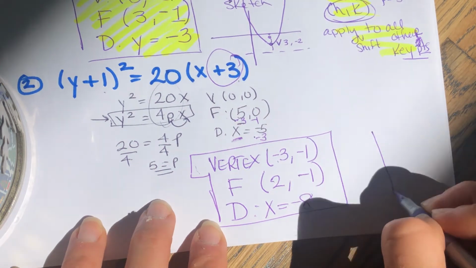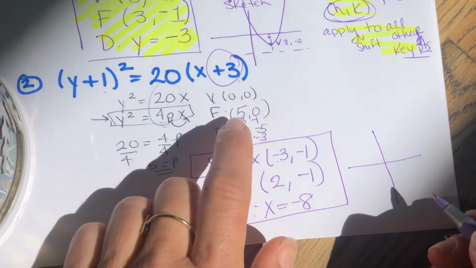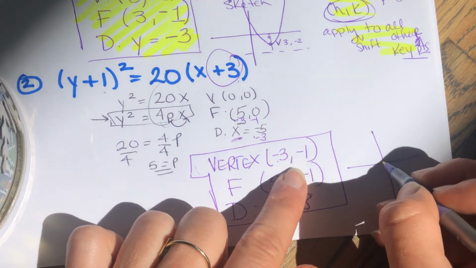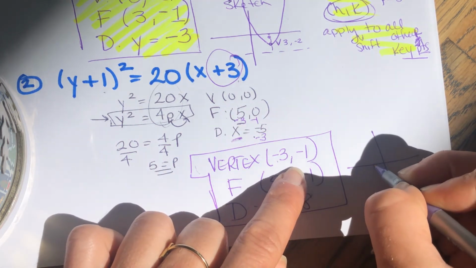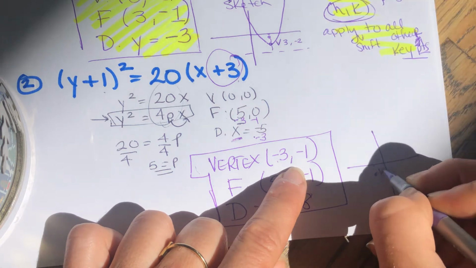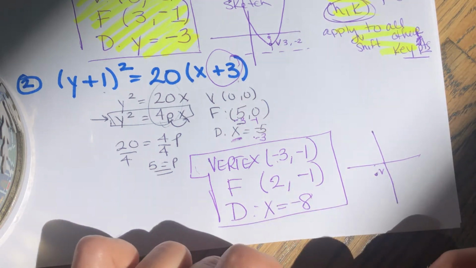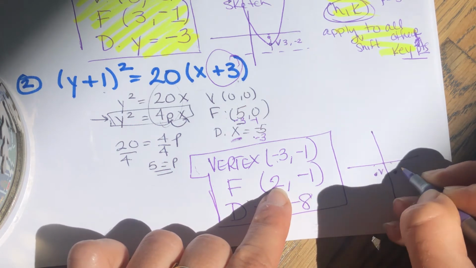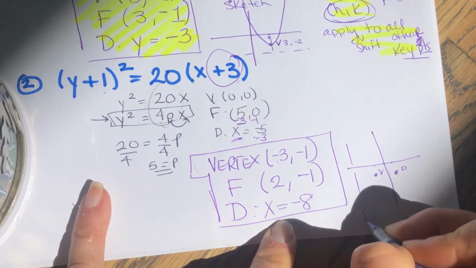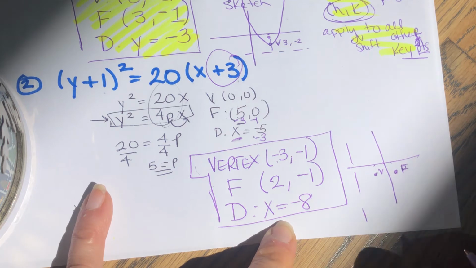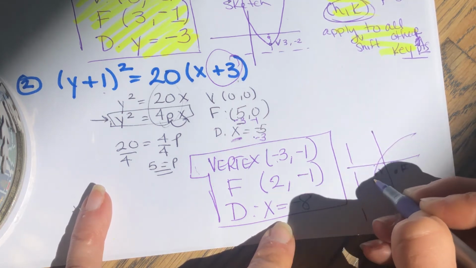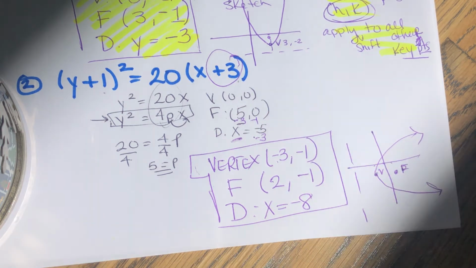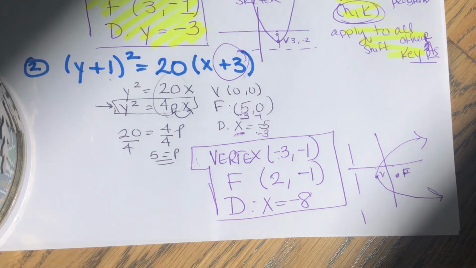And now let's sketch. All right, so we want the vertex. -3, -1, vertex. Focus is 2, -1. And then here is X equals -8. Oops, sorry. I lost my train of thought. And then we eat the focus. Follow the steps I'm giving you, please. I promise you, otherwise it's too complicated.